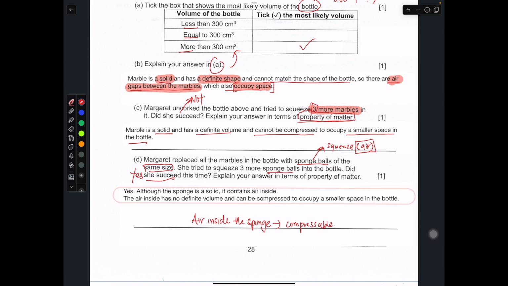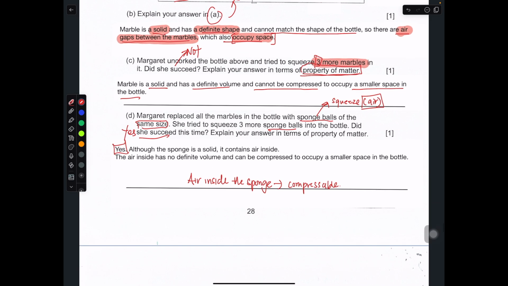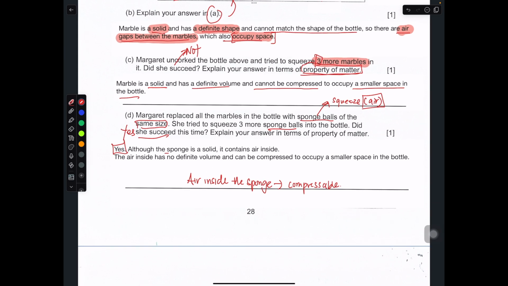Okay, so let me show you this part. You can say yes, this is a contrasting question. So I will say something like, although the sponge is solid, it contains air inside, and it is the air inside that has no definite volume because it is a gas. Okay, and it can be compressed to occupy a smaller space in the water bottle. Okay, therefore you are able to squeeze them into it.